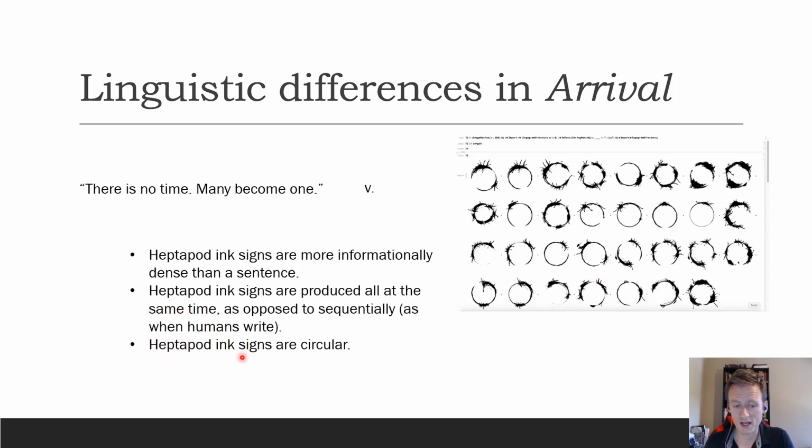And thirdly, heptapod ink signs are circular. They have a circular shape, which on the one hand has a metaphorical meaning, and the metaphor is probably the idea that time is a circle. If you've seen these pictures of snakes eating their tails, this symbol tends to indicate eternity or timelessness. So that's one feature of the signs. But they're also supposed to be a metaphorical contrast with the linearity of written languages that we're most familiar with. Chinese, Hebrew, English, all involve this sort of linear writing style, whereas these signs are much different. They circle around.